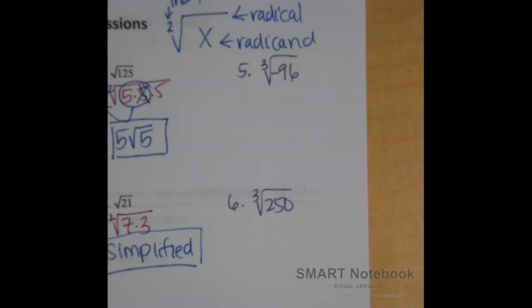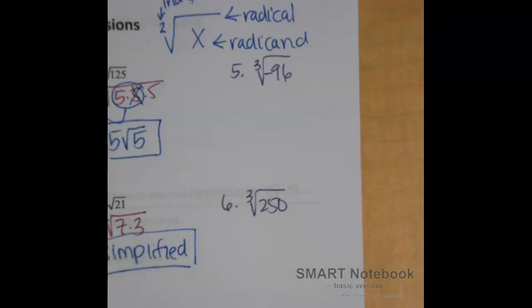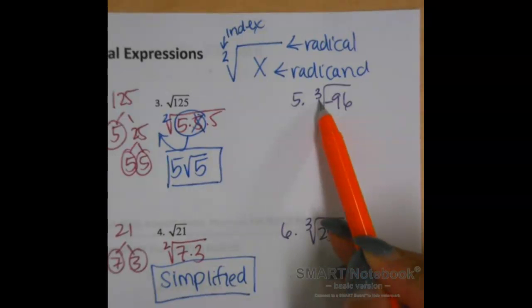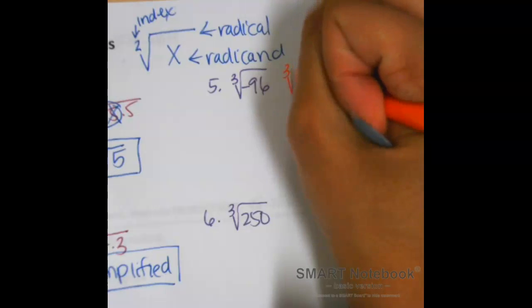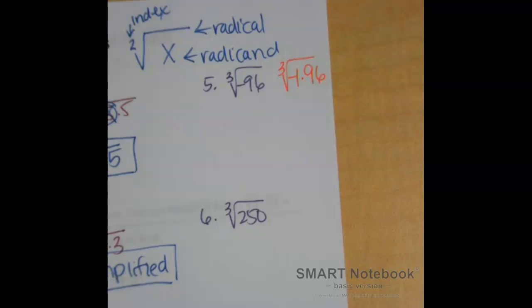Alright, for question 5, we have the square root of 96, negative square root of 96. Square roots, you can't take negatives. You can't deal with any negative values. For cube roots, though, you can. So for the cube roots, this is the same thing as negative 1 times 96. That's technically what that is.